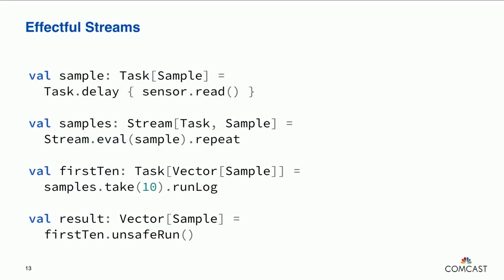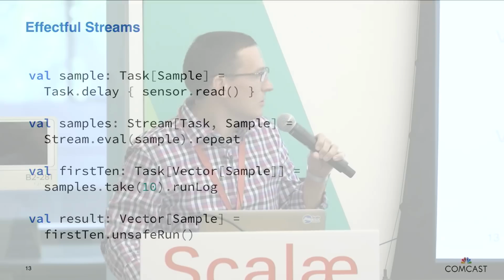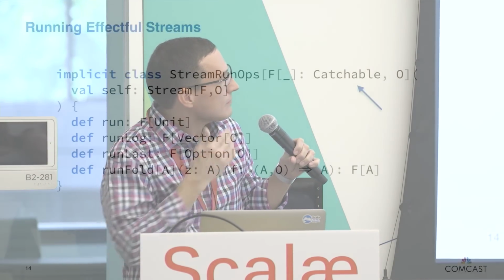And then finally, somewhere towards the end of the universe, we can call this unsafeRun method to say, like, now I want to go do my effects. Right? And in FS2, all throughout, anywhere you see a method that starts with unsafe, you should close your eyes. In general, these are the places where things happen. Right? Nothing else happens until then.